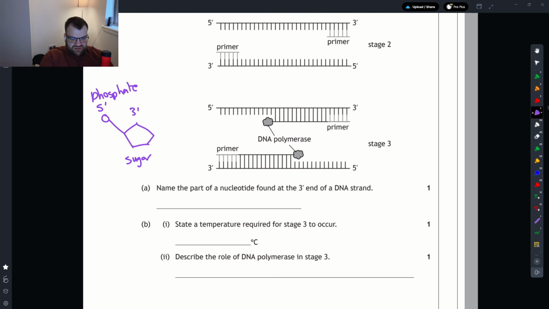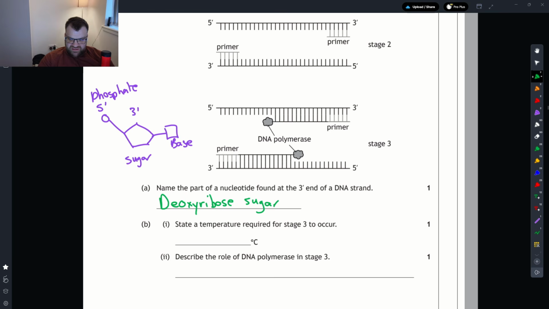Is your sugar, and then you have your base on the end. You get asked about the 3 and the 5 prime ends because those are the parts that join together to make your sugar phosphate backbone. 3 is in the middle from 1 to 5. Sugar's in the middle. 3, phosphate's on the end. That's going to be the phosphate is number 5. So 3 end is going to be your sugar. I would be specific, deoxyribose sugar, because we're talking about DNA.